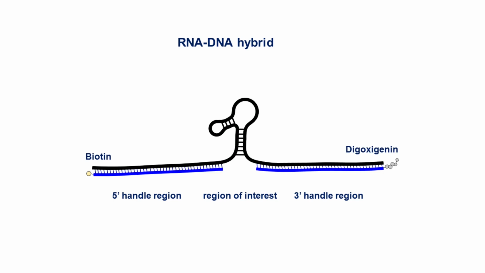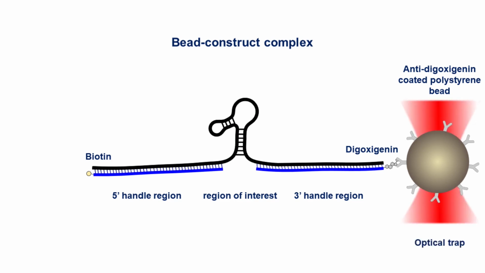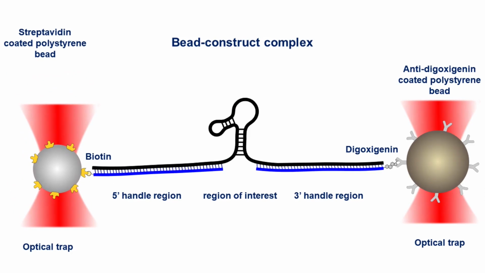This RNA-DNA hybrid is then mixed with polystyrene beads coated with antibodies against digoxygenin, and the formed complexes are flushed into the optical tweezers machine. There we use the optical traps to catch a bead. Then we use a second trap to catch a bead coated with streptavidin, a protein that forms a tight complex with the biotin molecule. Finally, we move these two beads together to allow a formation of a tether in between.